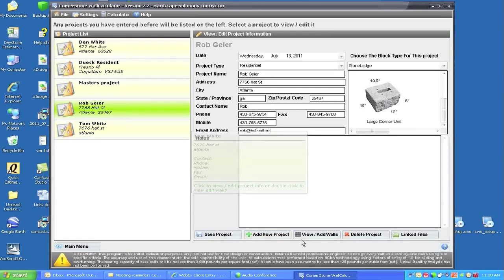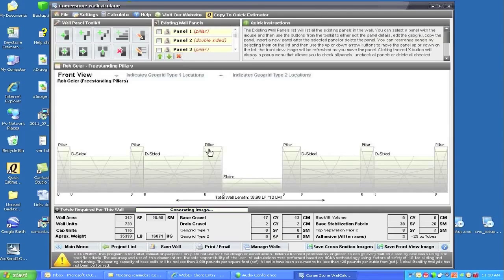This particular project, if I double click on it, will open up, and you'll see that I have a pillar, double-sided, pillar, double-sided, pillar, stairs, pillar, double-sided. This is a typical wall that would be done, and you have a drawing that I did and the print-off of that I just showed you for sample purposes, and that is the Gear project.